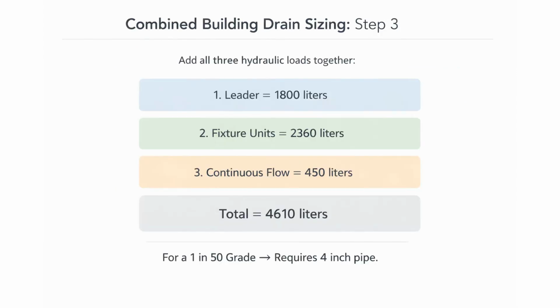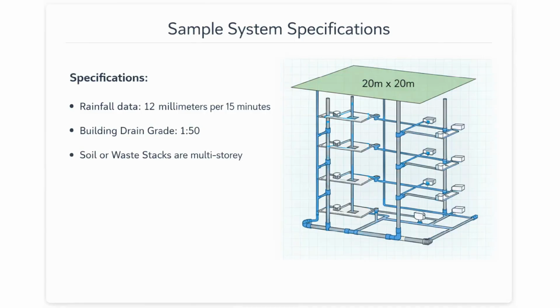Finally, we add all 3 loads together to size the combined building drain. We take our 1,800 liters from the roof leader, 2,360 liters from the sanitary fixtures, and 450 liters from the continuous flow. This gives us a total hydraulic load of 4,610 liters, which requires a 4-inch pipe at a 1 in 50 grade.